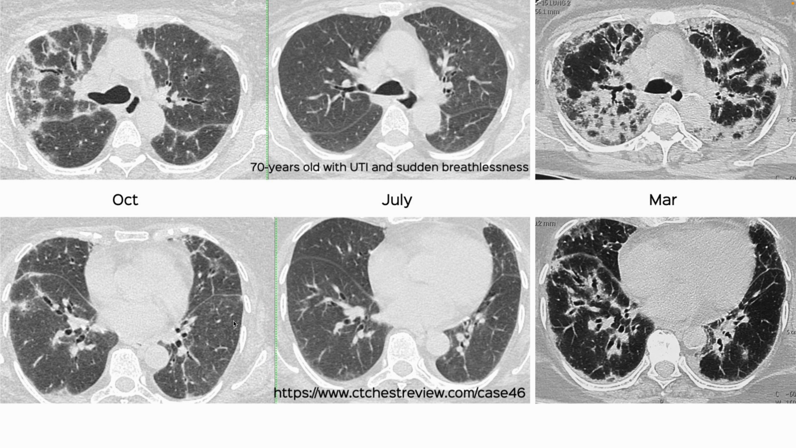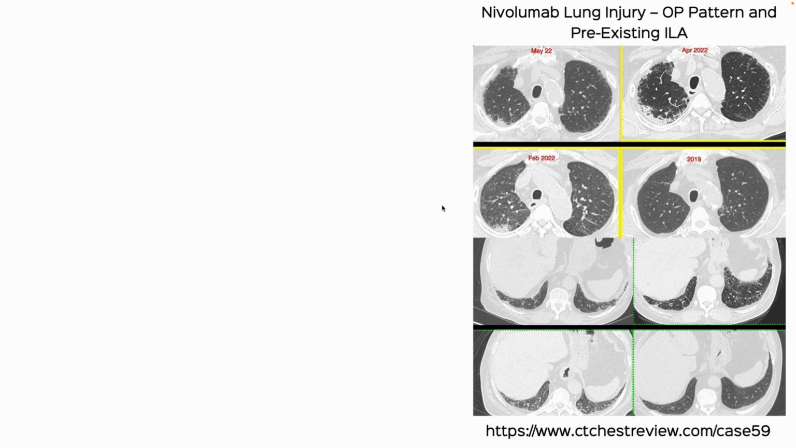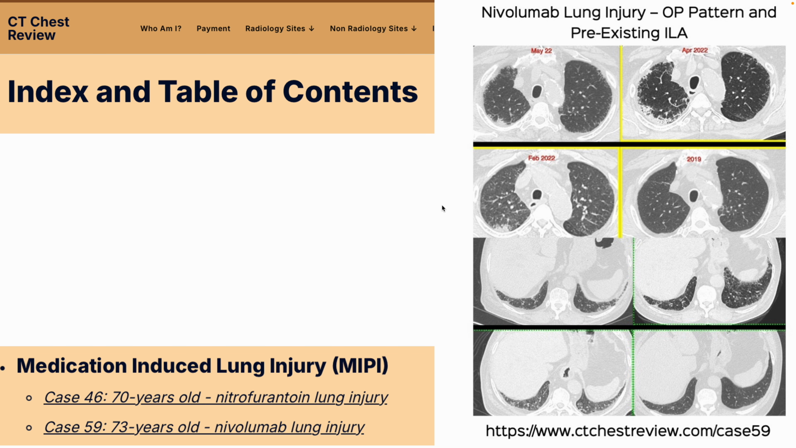And at ctchestreview.com, I've looked at 2 such cases. This patient had nitrofurantoin-induced lung injury, and this patient had nivolumab-induced lung injury on the background of pre-existing ILA. You can see that in the index here, and you can go and look at them if you want.